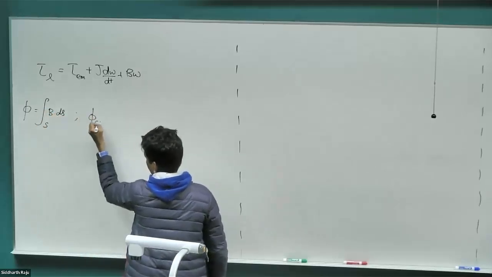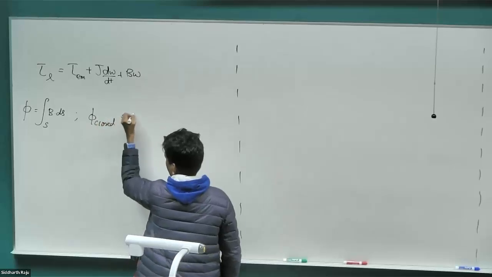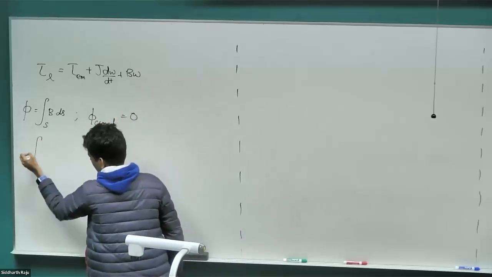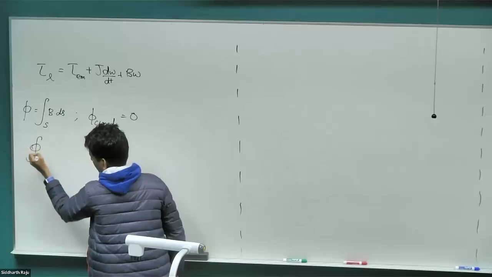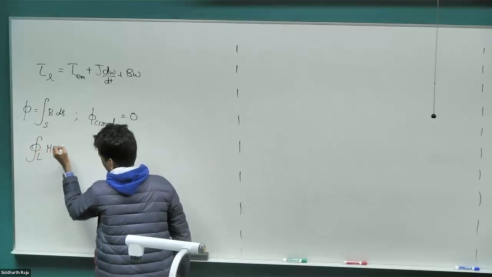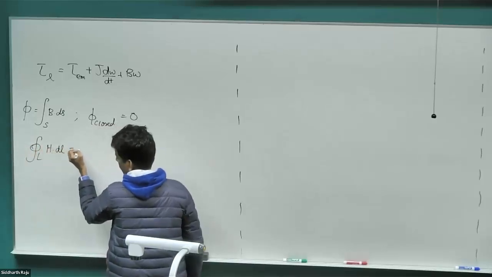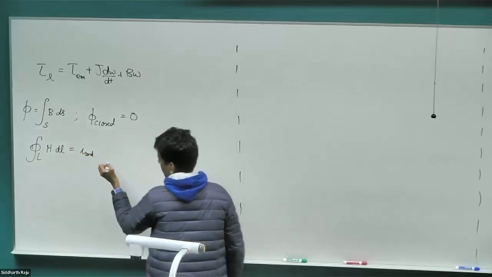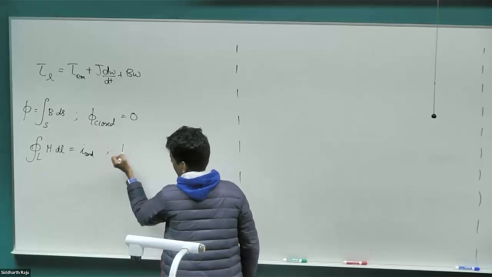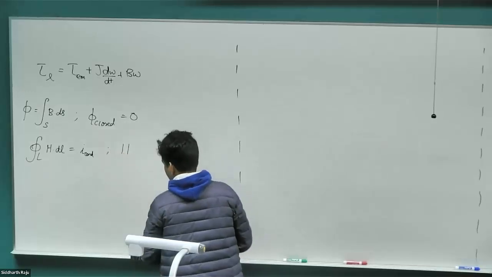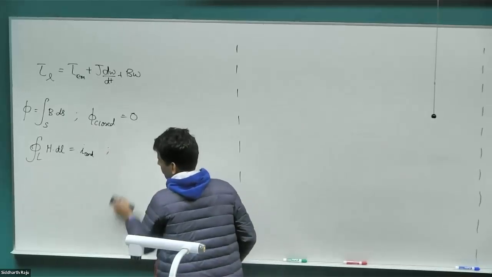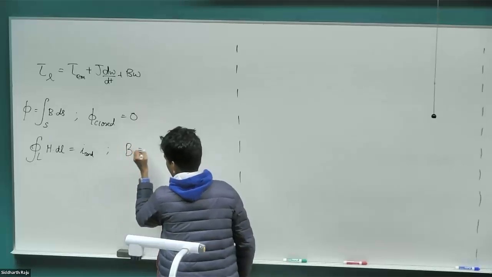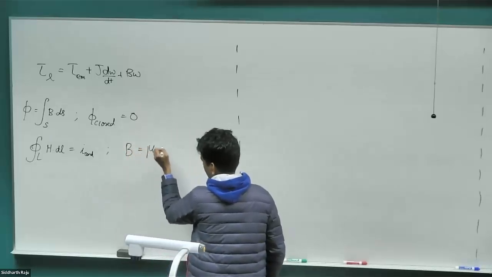these definitions. The flux over a closed surface is 0. Go around the loop and integrate the H field. That needs to be equal to I conductor total. And the relationship between B and H is some kind of constant.